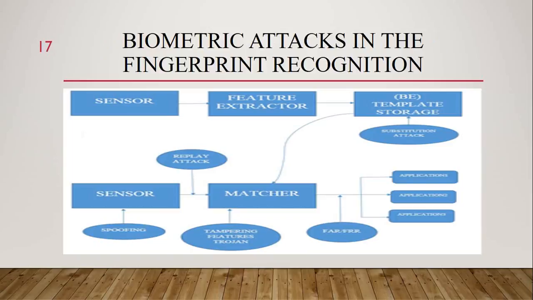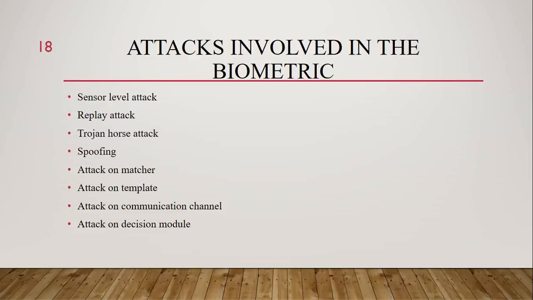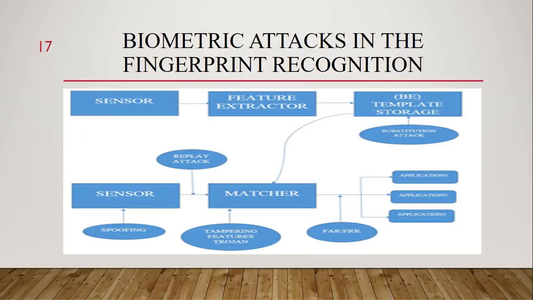So this diagram explains the attacks which are involved in the biometric encryption process of a fingerprint recognition system. First, I will tell you the names of attacks: sensor level attack, replay attack, Trojan horse, and so on. Now I will explain each of the attacks in the diagram.